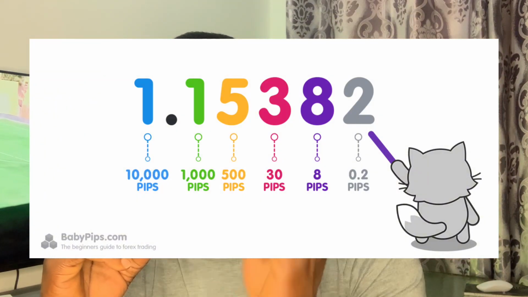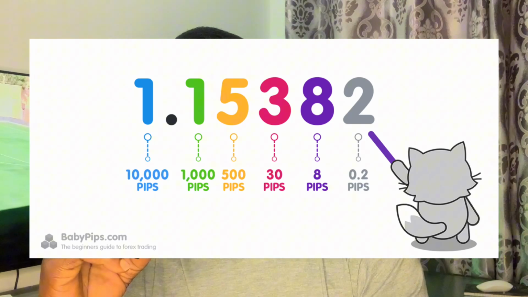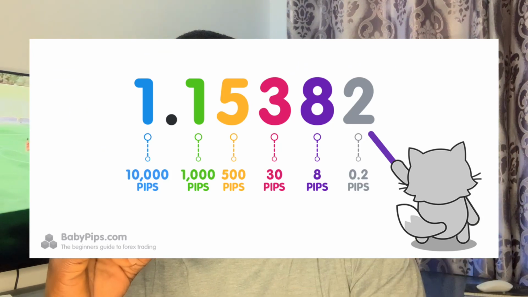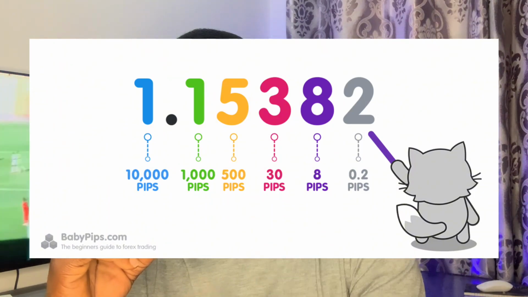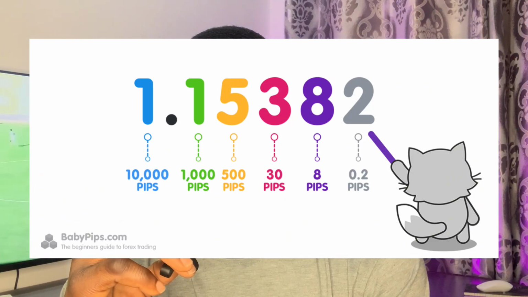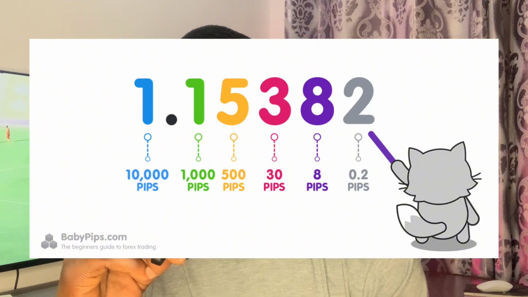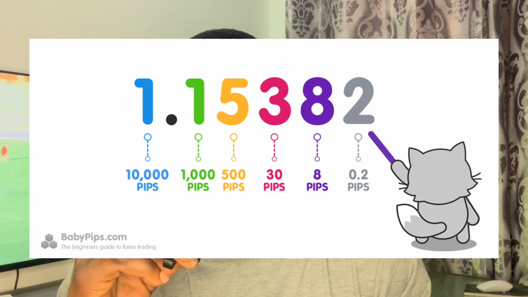But mostly you see 5 decimal places. So the fourth decimal place, when you count from the point, right after the point, the first digit, the second digit, the third digit, the fourth digit is what we consider as what? The pip. I hope it's clear. And the fifth decimal place is what we call the pipette, but I'll come to the pipette side later. So the pip is what we use to measure the movement of price in the currency market, or in the forex market.